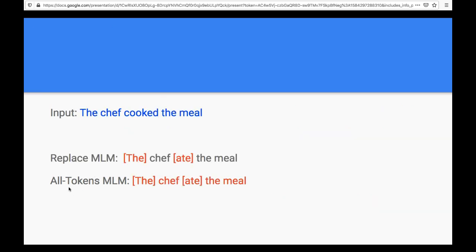So what all token MLM does is actually, okay, by the way, I will not really call it all tokens MLM. It's actually replace MLM with all tokens. How to say that is like the replace MLM is just a particular replace one, right? But the all tokens MLM basically not only predicts the replaced tokens, they also need to predict the rest of the tokens.